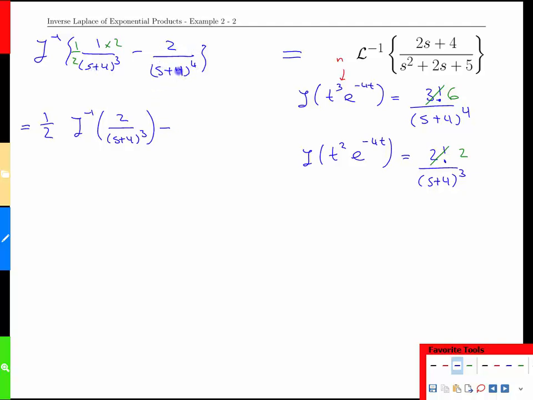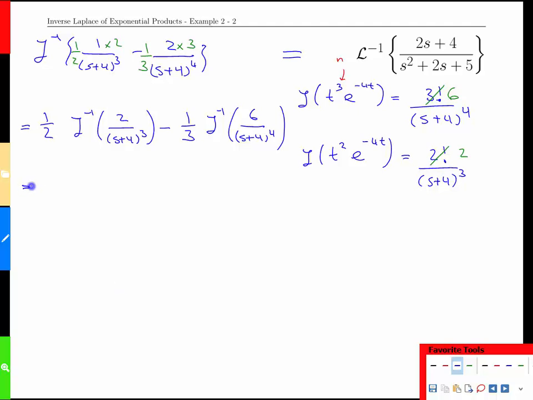Likewise, to find the inverse of this term, we note that we can find the inverse of 6 over s plus 4 to the power 4. However, we don't have a 6. We would need to multiply that through by 3. Well, we can't just go ahead and do that. We have to counterbalance that with a 1/3. And lo and behold, we have constants, a half and a third, and we have inverse transforms for which the inverse is very clear because we computed it already in the forward direction.